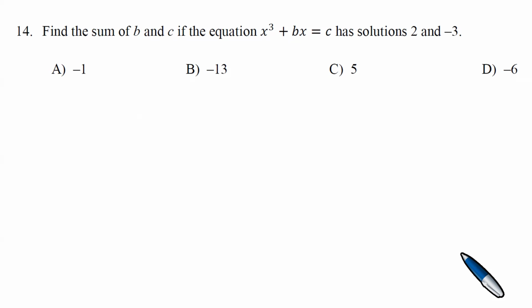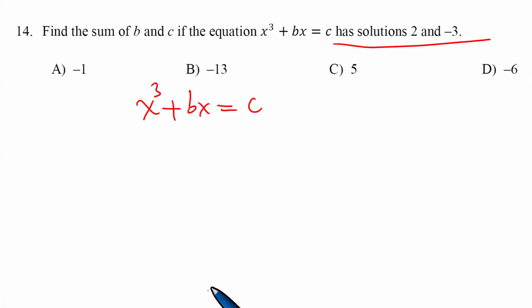Find the sum of B and C if the equation has solutions 2 and minus 3. This one is a very interesting one. Find the sum of B and C if the equation x cubed plus bx equals c has solutions 2 and minus 3. What do you think? Because now the question is, find the sum of B and C. So in other words, they're saying B plus C is equal to what?